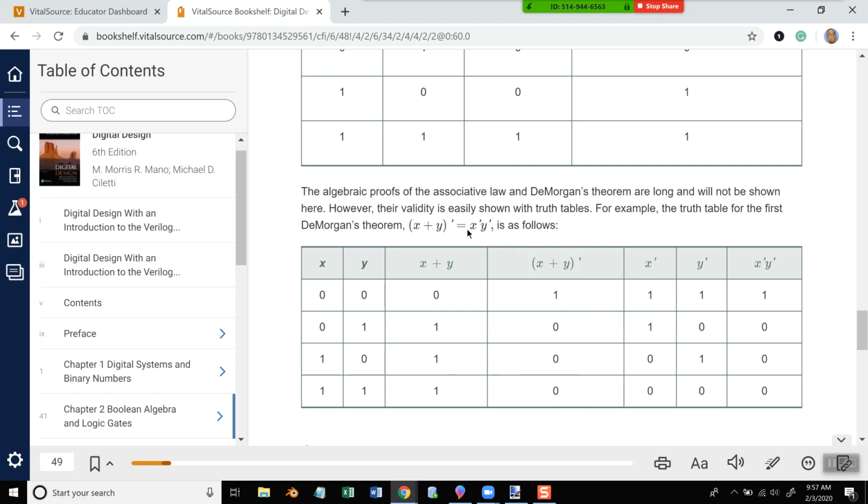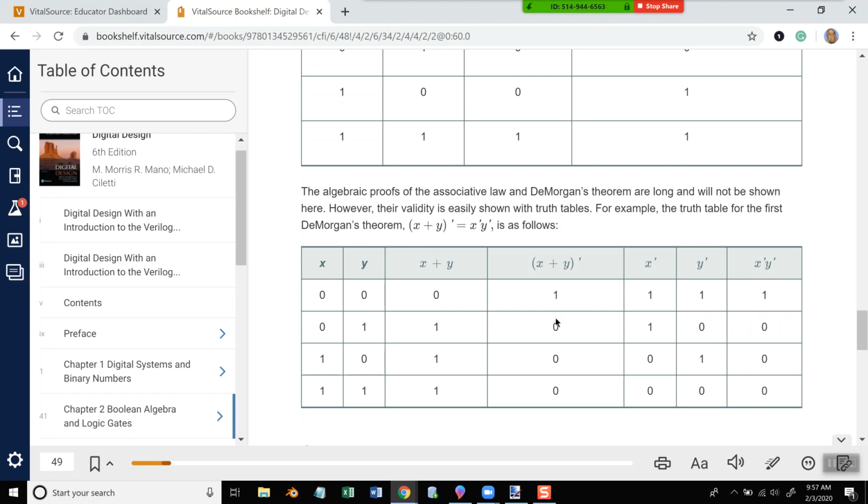So we come up with x prime, which is just the x flipped: 1, 1, 0, 0, 1, 1, 0, 0. We come up with y prime, which is the y flipped: 1, 0, 1, 0, 1, 0, 1, 0. And then there's an AND, or multiplication. 1 times 1 is 1, 1 times 0 is 0, 0 times 1 is 0, 0 times 0 is 0. And this x prime, y prime is the right-hand side.